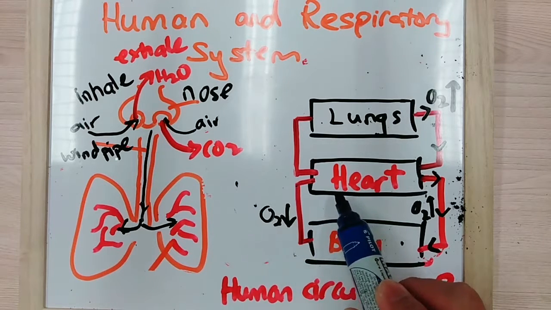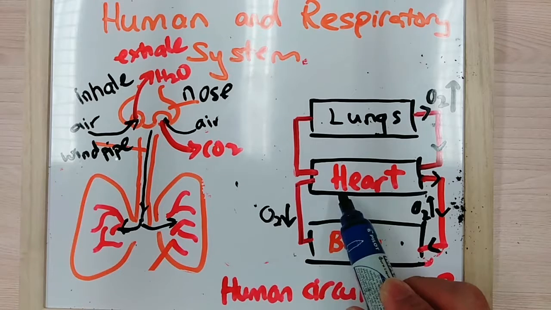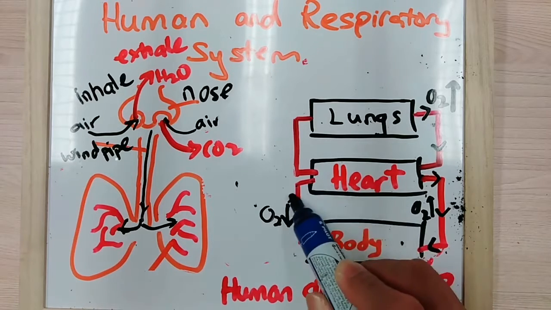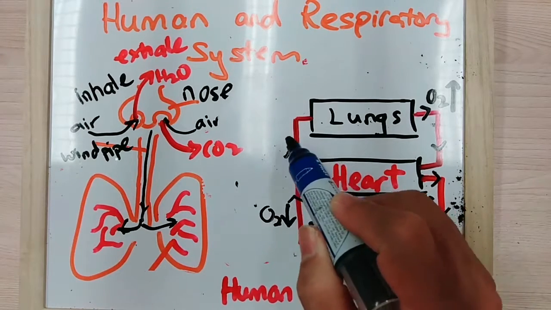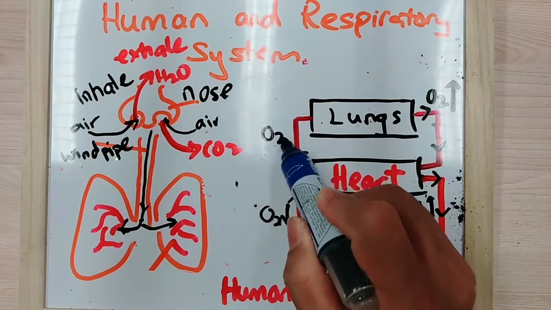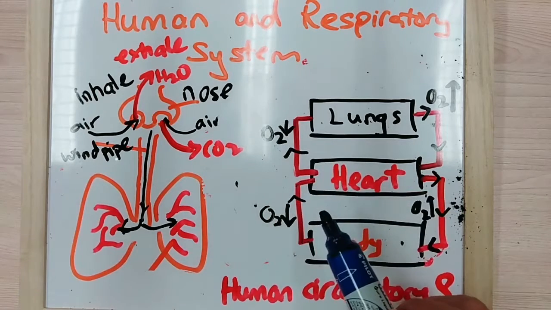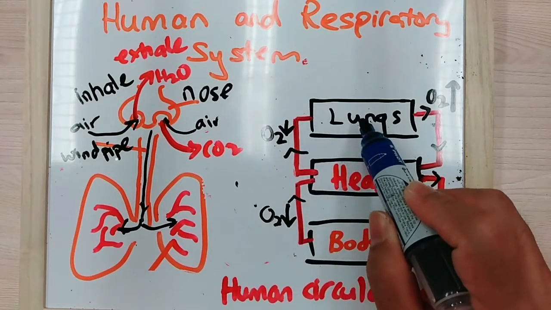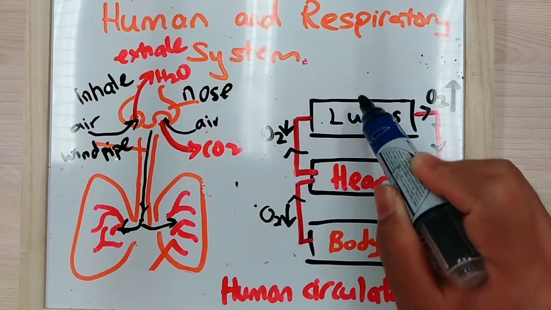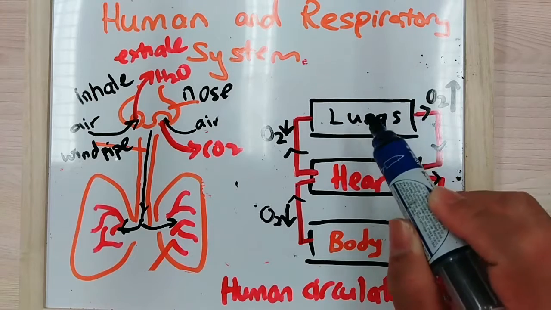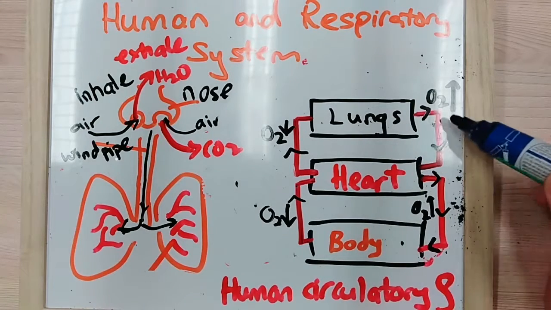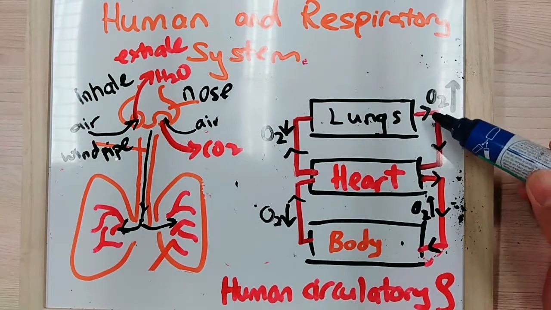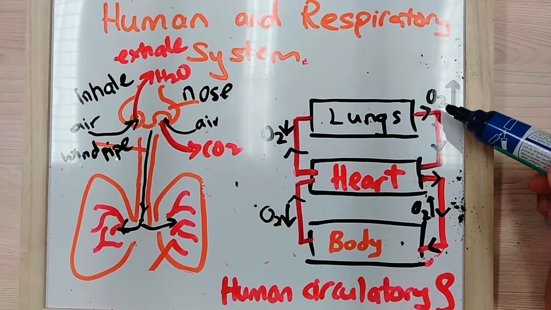And what does the heart do with the blood that's poor in oxygen? It will pump this blood towards the lungs. Why does it pump it towards the lungs? Because the lungs, with the next inhalation, will refresh the blood and give it more oxygen.